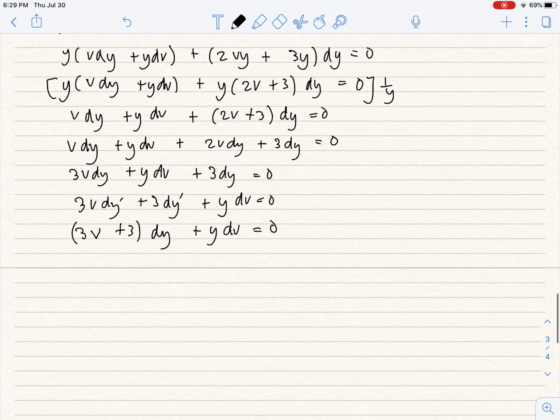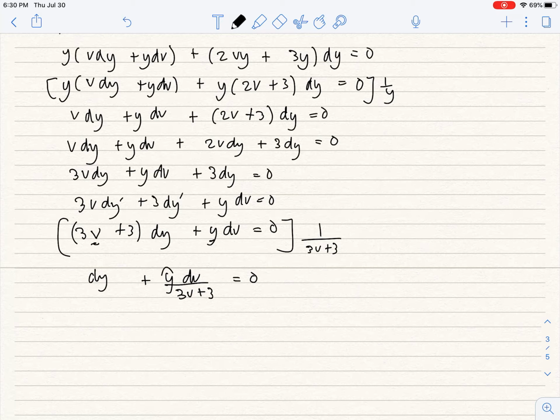Okay, so next is we need to separate the variables. So v should disappear here, and y should disappear here. The dy should go with y, and the dv should go with v. Okay, so first, we will remove this. We divide by itself. So this is now dy plus y dv divided by 3v plus 3 is equal to 0.